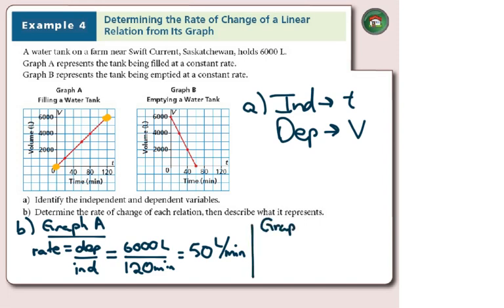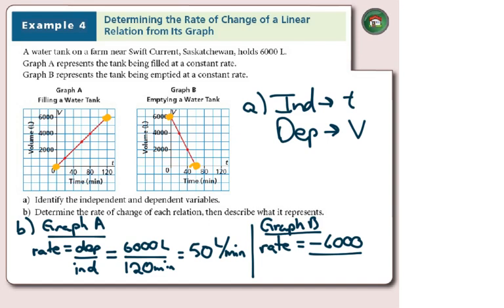Follow the same process with graph B. We now have the tank going from full to empty. Now, the dependent variable, I would not say changes by 6,000. I would say it changes by negative 6,000. Negative mathematically means we're decreasing. We need to account for that. If we said positive 6,000, that would imply that the tank is actually getting filled up. That's not the case. It's getting emptied. So to signify that, we put the negative.